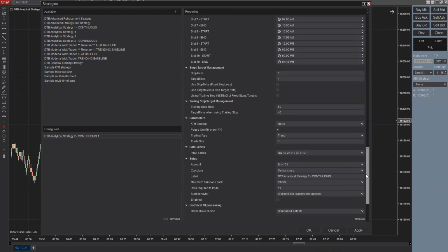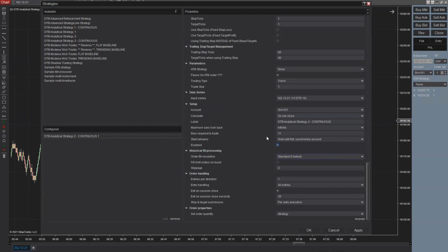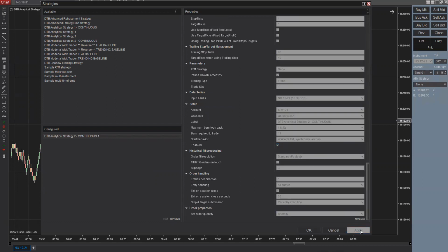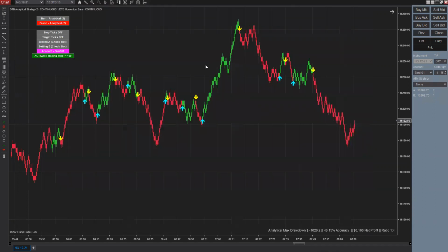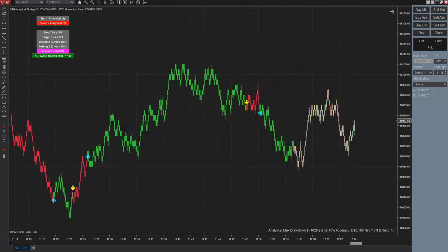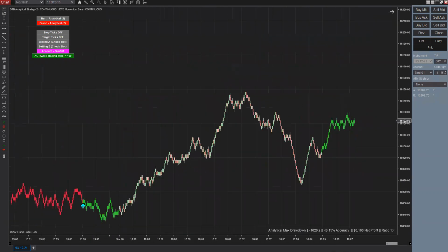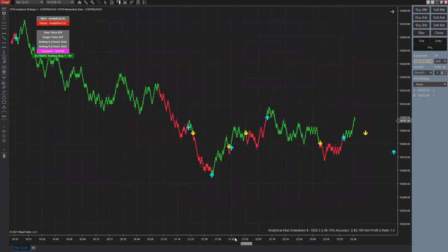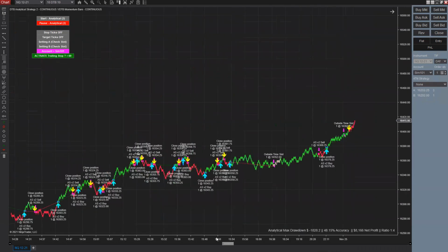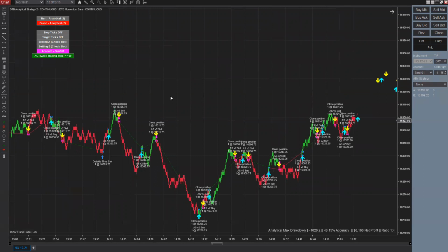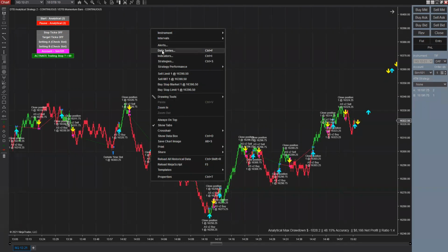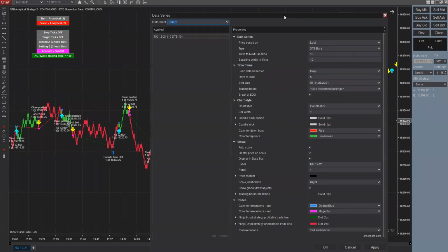And once you've got all of those settings in play and you've chosen your account, you can go and click on apply. And the strategy will be there, and it will show you those specific trades for that specific day, those specific hours, and then you can use that going forward.